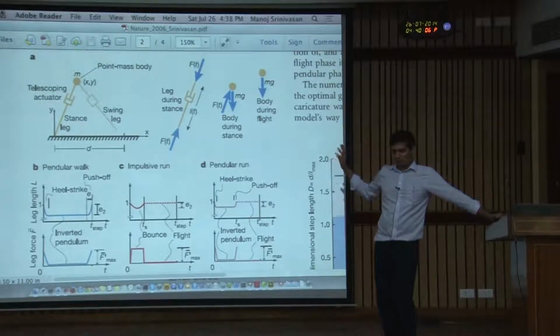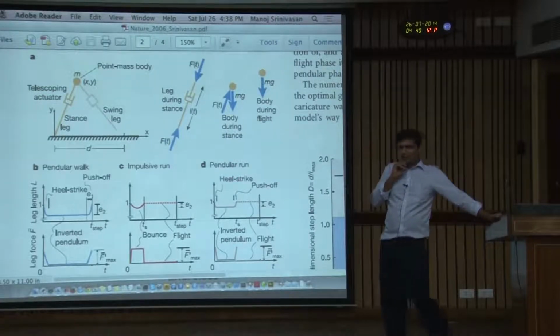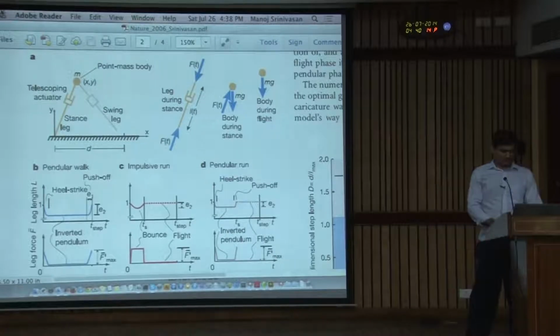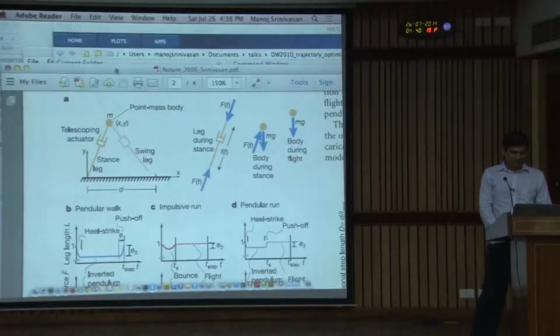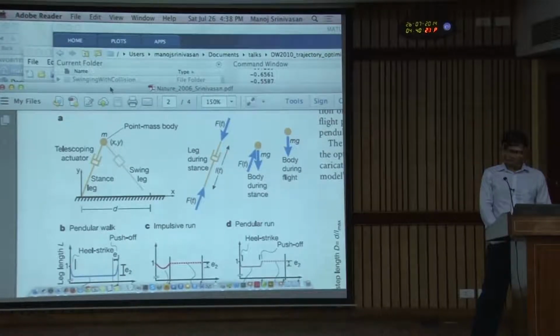For SNOPT, which is the other program that I use, I've gone up to a few thousand unknowns, and it converges reasonably. I think 300 or so, yeah.